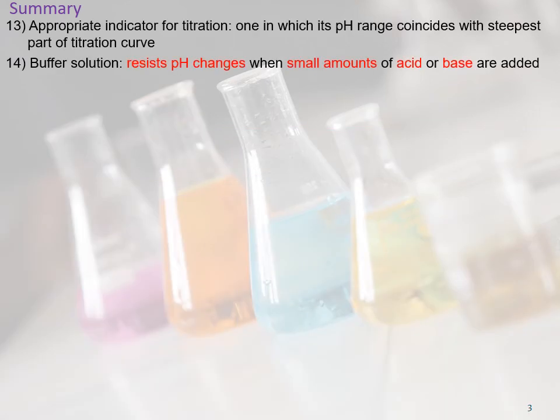An appropriate indicator for titration is one in which its pH range coincides with the steepest part of the titration curve. A buffer solution is one that resists pH changes when small amounts of acid or base are added.